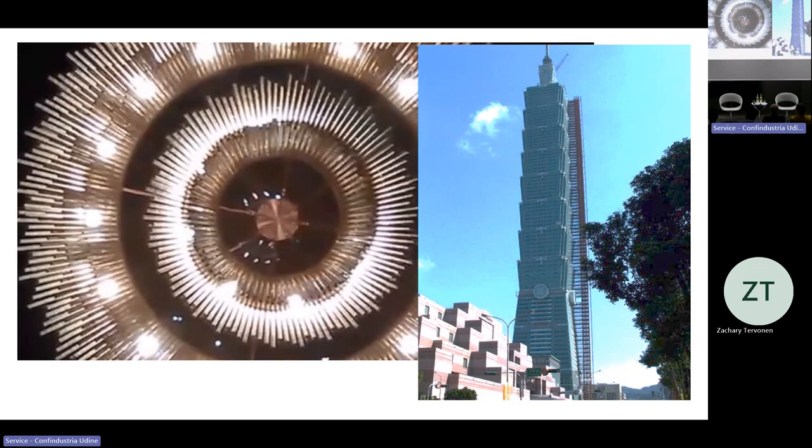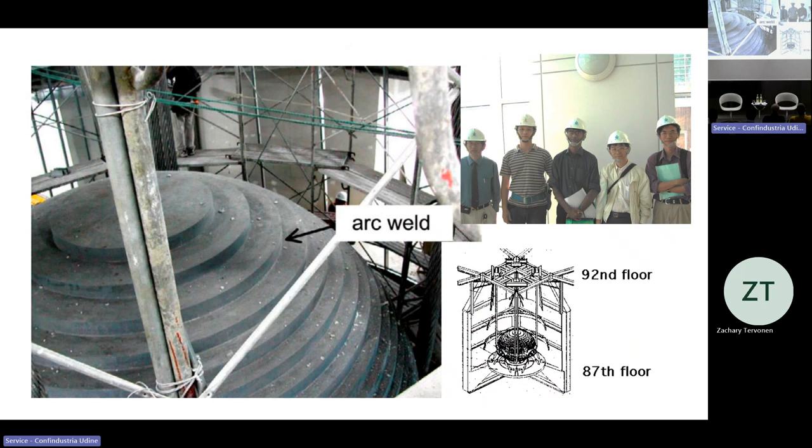This is Taipei 101, which, when it was built, was the tallest building in the world. I was very happy to be in there while it was being constructed, because some of my former students were engineers involved in this. And here is me with my former students during the construction stage.